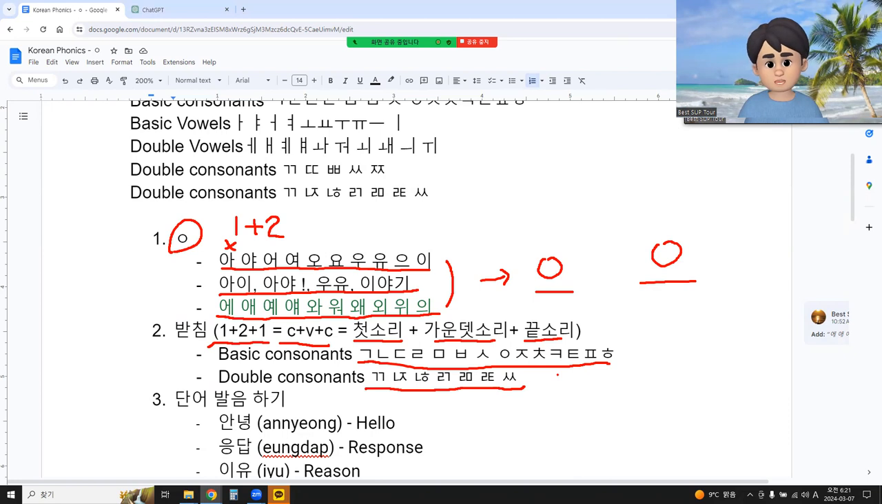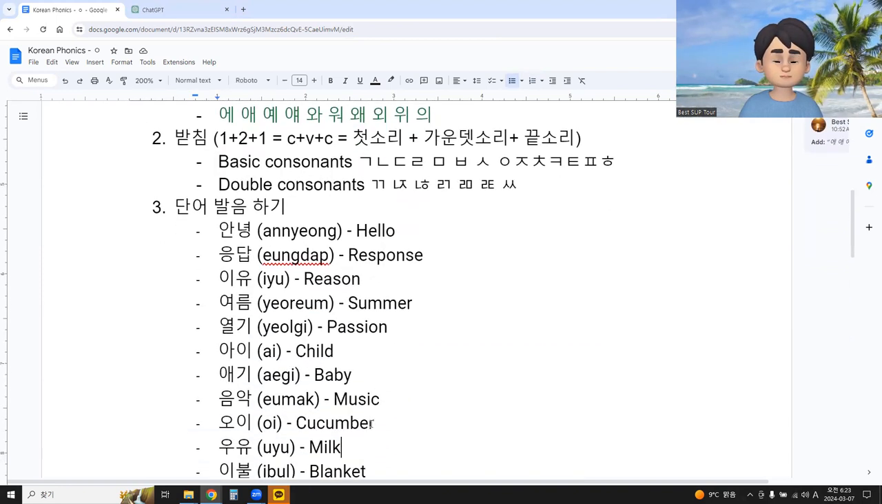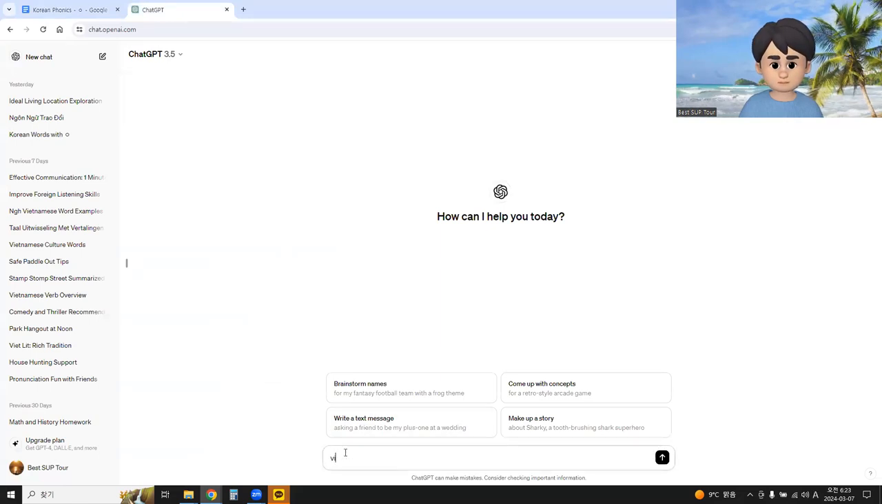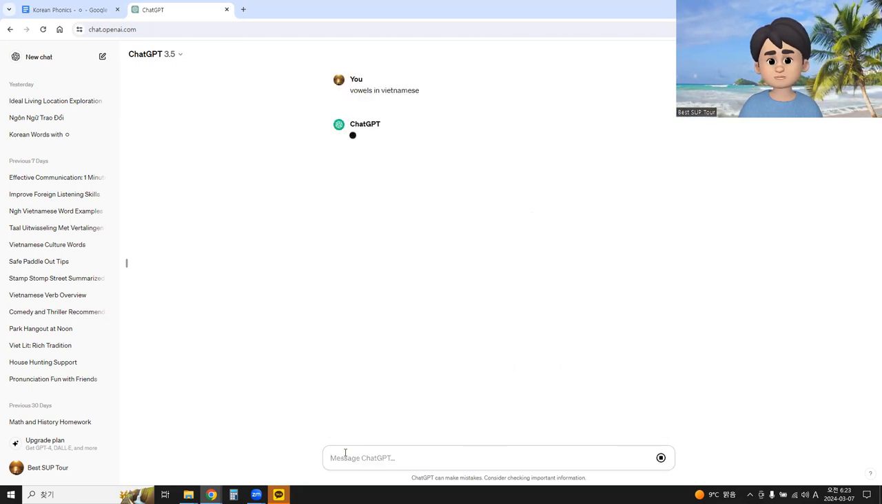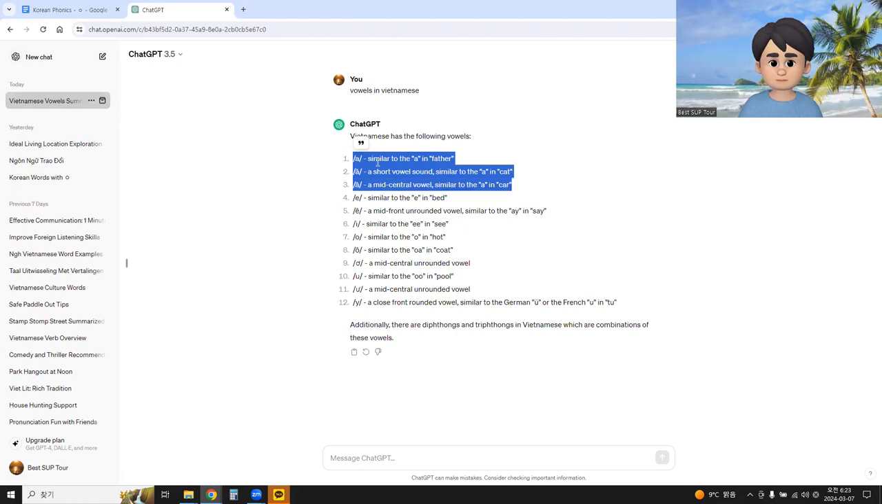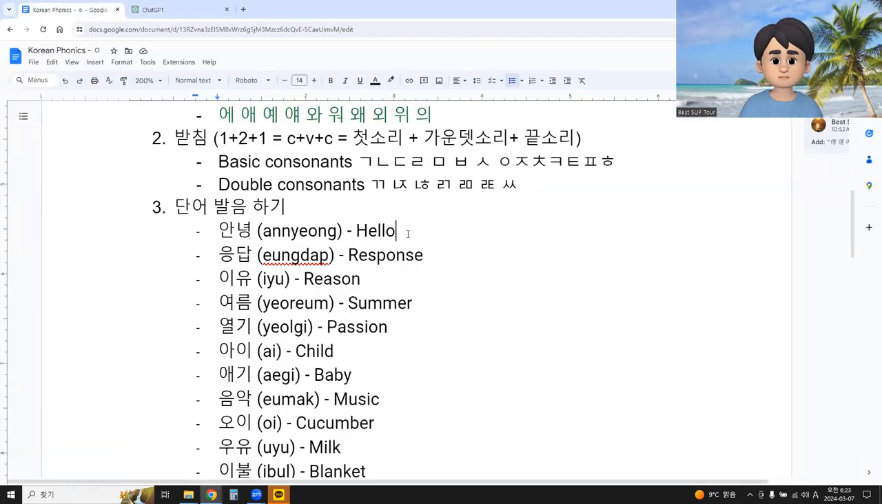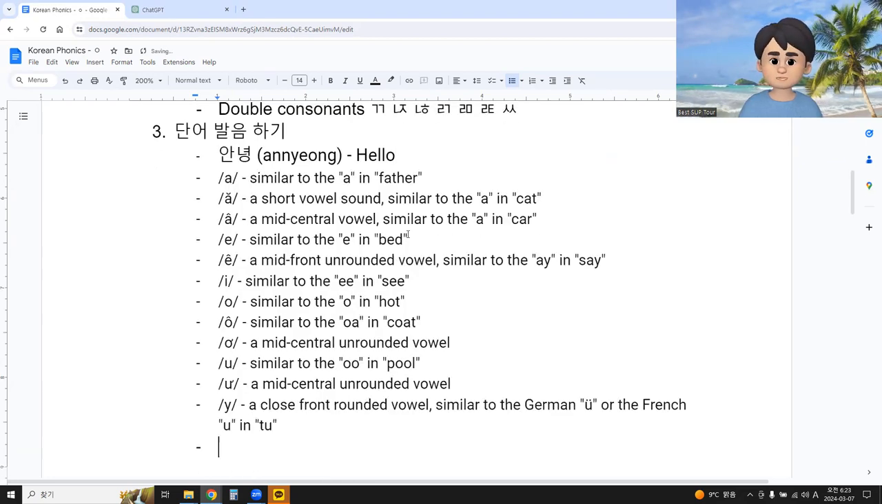Now we check some words in Korean using ChatGPT. I'll compare the Vietnamese vowels. Let me see, and then we check out here first the vowels in Vietnamese. Already we know about the Korean vowel sounds. This is the Vietnamese vowel sound.